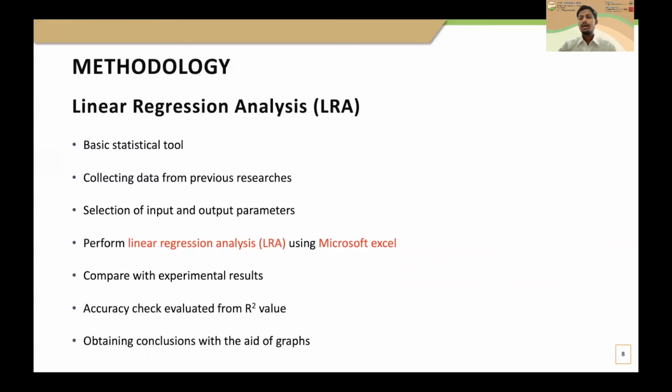Once the collection of data and selection of input and output parameters are done, I will perform the linear regression analysis in Microsoft Excel for both output parameters, and then compare the results with the experimental results. Accuracy of this analysis is done using the R-square value. There are some limitations to this analysis. One is, as the name says, the analysis is done linearly, and there is a limit of one output parameter per analysis. Therefore, more advanced analysis should be done.